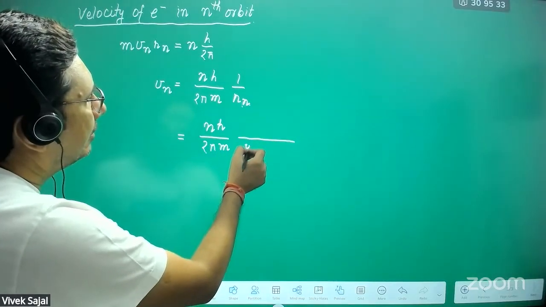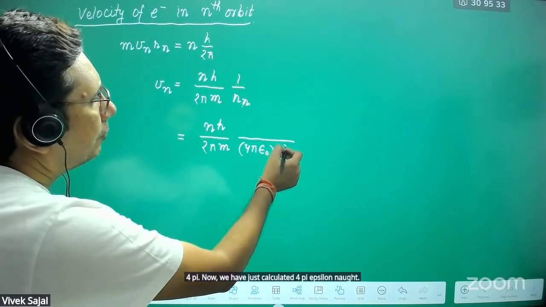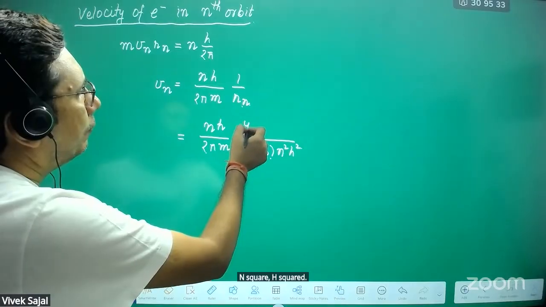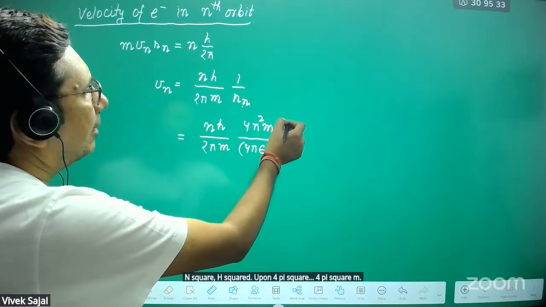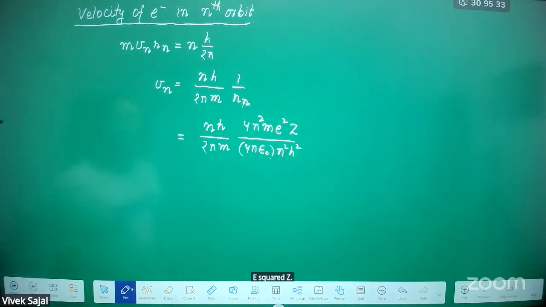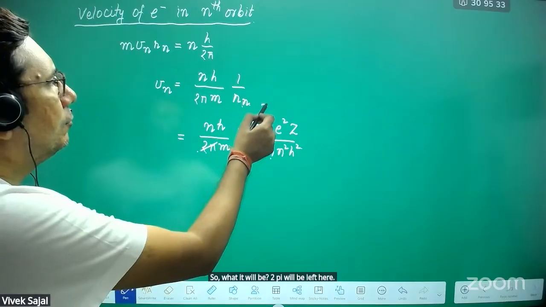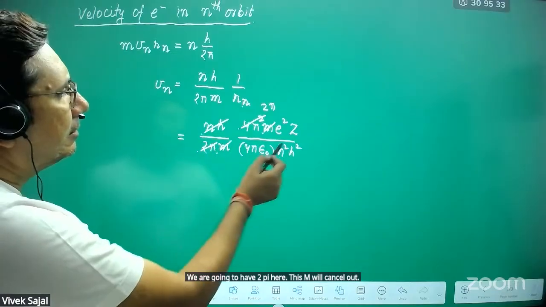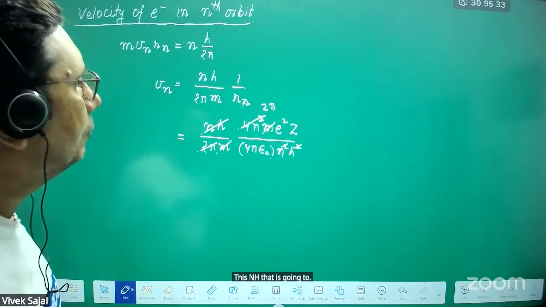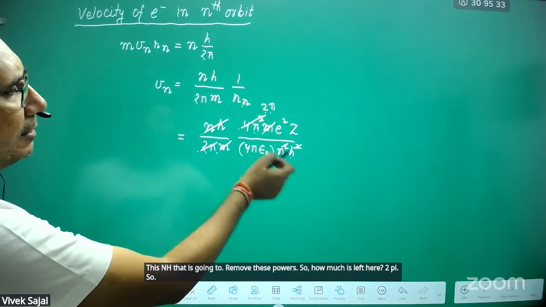Now we have just calculated Rn as 4 pi epsilon naught n square h square upon 4 pi square m e square Z. So what will it be? 2 pi will be left here. This m will cancel out. This n h will remove these powers. So 2 pi is left, and this h upon 2 pi will be h cross.